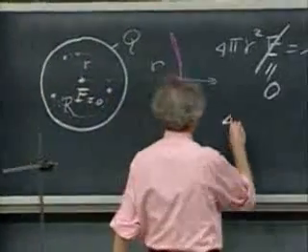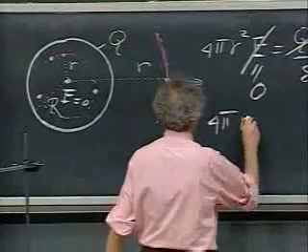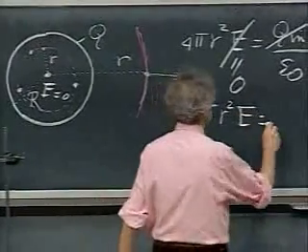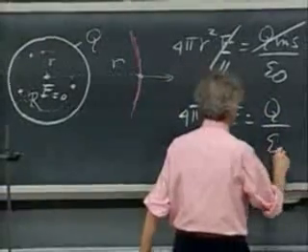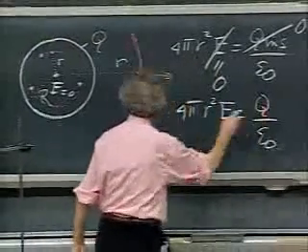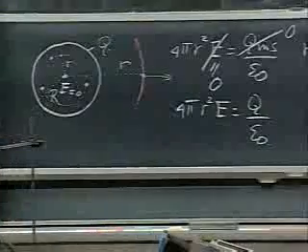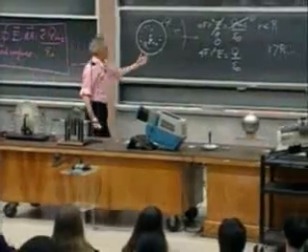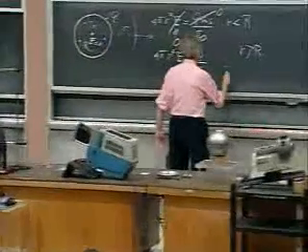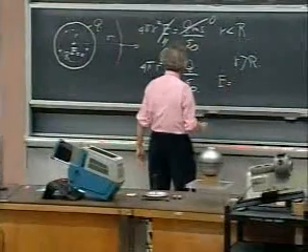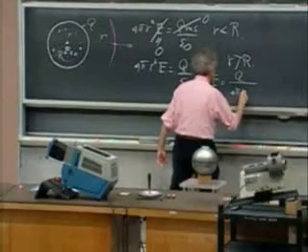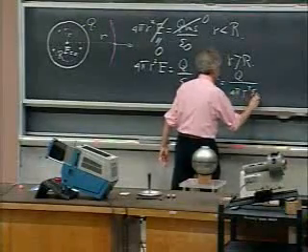So I can write down again that 4 pi r squared, which is the surface area, times the electric field vector, must be the Q inside divided by epsilon 0. But this Q is that Q. It's not 0. There is charge inside. And so now I know that the electric field E, in terms of its magnitude, is Q divided by 4 pi r squared epsilon 0.